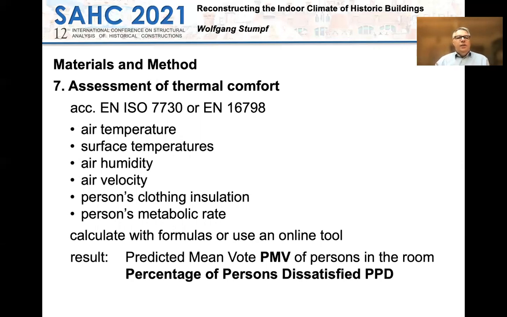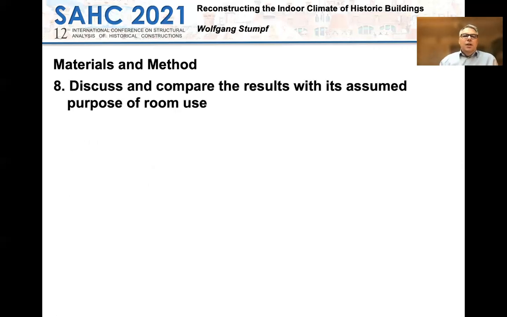And we also know from the building survey who is using the room or who was using the room, what was it wearing and doing. So clothing insulation and metabolic rate values come from the European standards, there are tables. We can calculate the percentage of persons in the room dissatisfied. And so we can describe the thermal comfort as comfortable, very comfortable, or not so comfortable. With all these results, we can compare the results with the assumed purpose of room use.